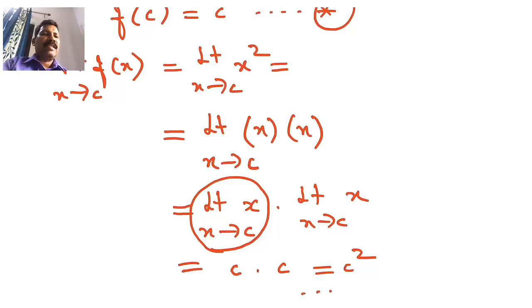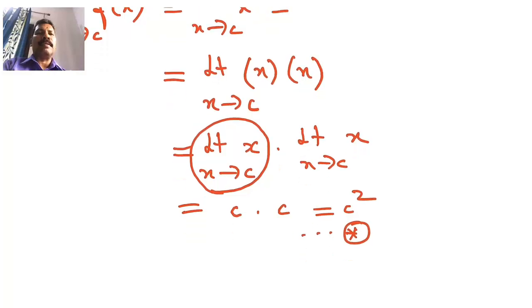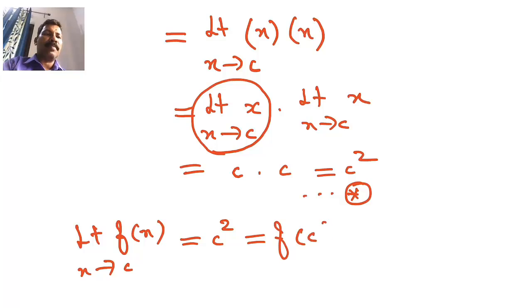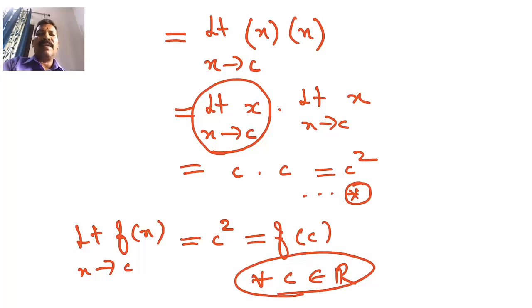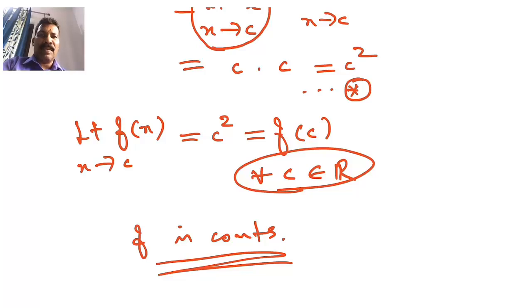So this is the limit value, and previously we got the functional value. So both are equal. So you can conclude that the limit of f(x) as x tends to c is equal to c square, that is equal to f(c) for all c element of R. Here we are not taking any particular real number. It can be any real number. So simply speaking, the given function f defined by f(x) equal to x squared is continuous. Why is it continuous? Because it is continuous at every real number, at every point in its domain. So we can simply say the function is continuous.